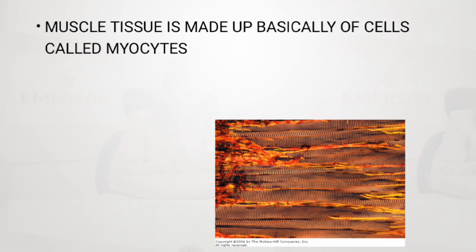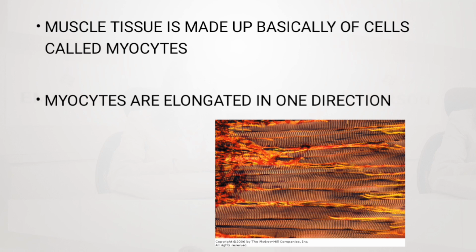So muscle tissue is made up basically of cells called myocytes. Myocytes are elongated in one direction. So these are an example of myocytes, and together they make up the muscle fibers.